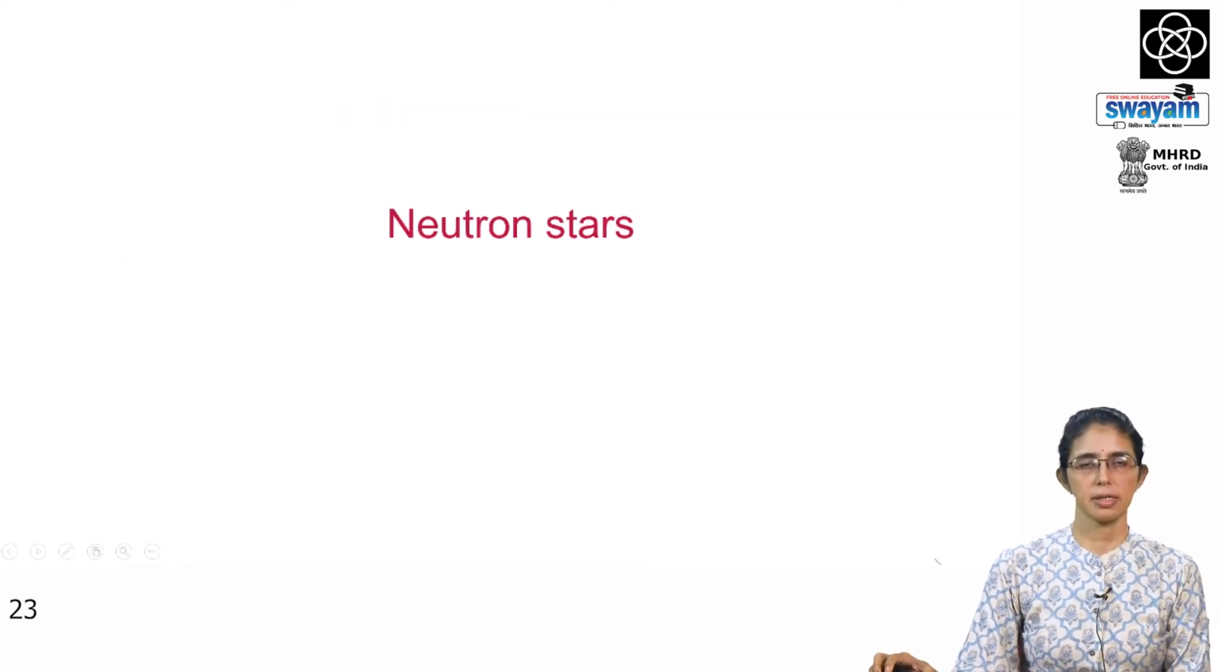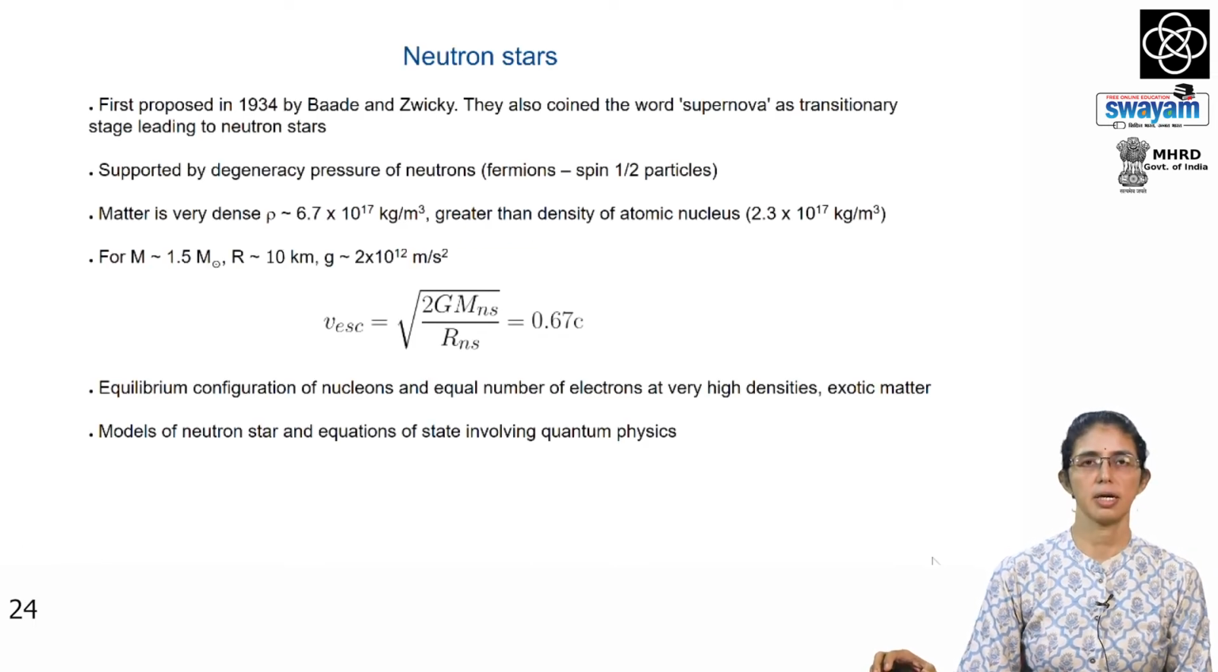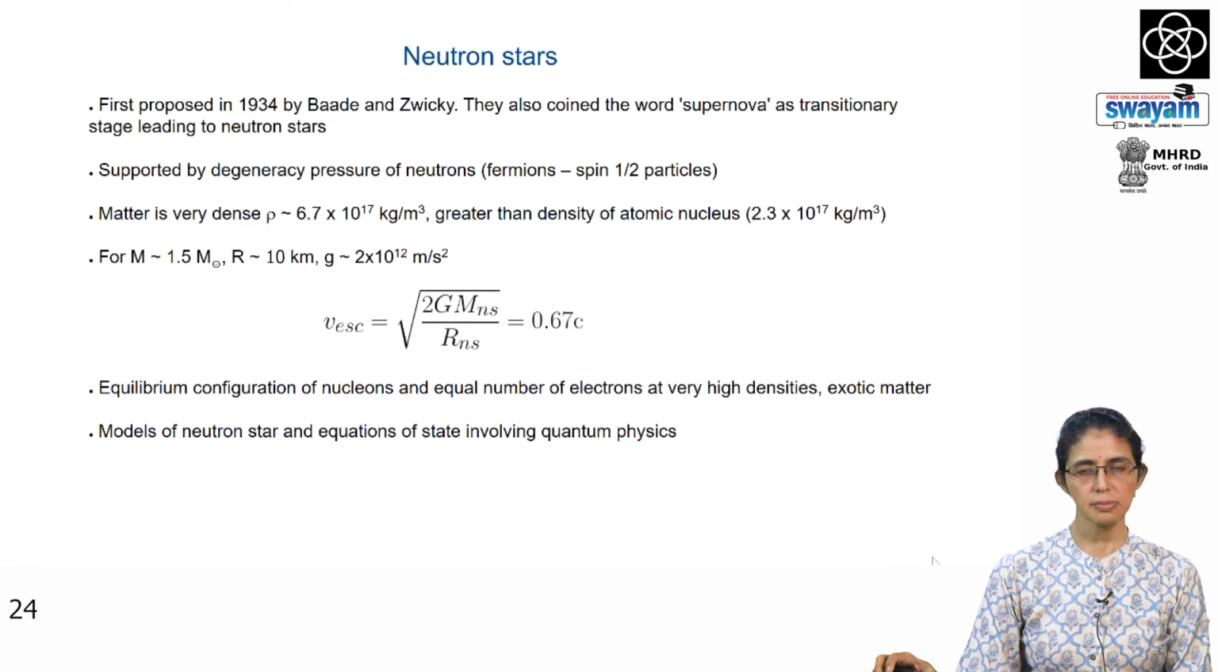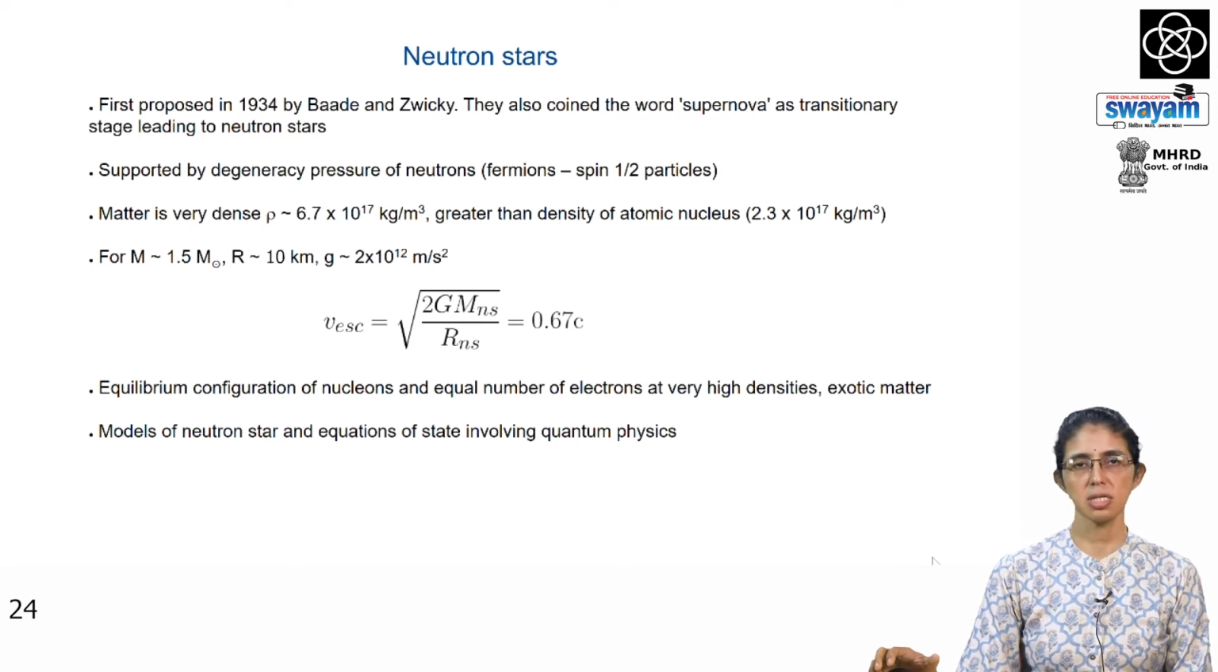We next look at this category of stars known as neutron stars. These are remnants of high mass stars, the cores of which are supported by neutron degeneracy pressure. The existence of such stars was first proposed in 1934. As neutrons are also spin half particles, it is believed that they are responsible for the hydrostatic equilibrium which is holding up the neutron stars. In these cases, the matter is very dense, and the densities can reach as high as 10^17 kilogram per meter cube.